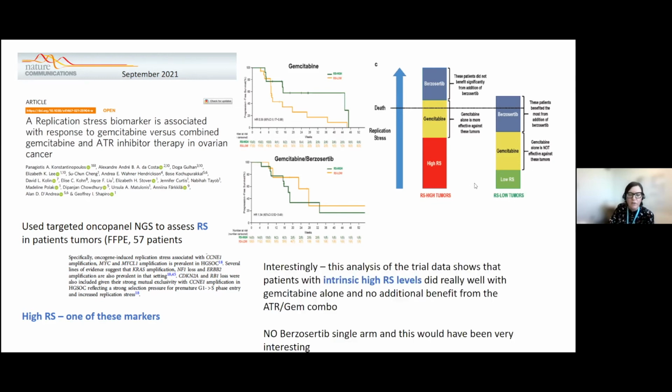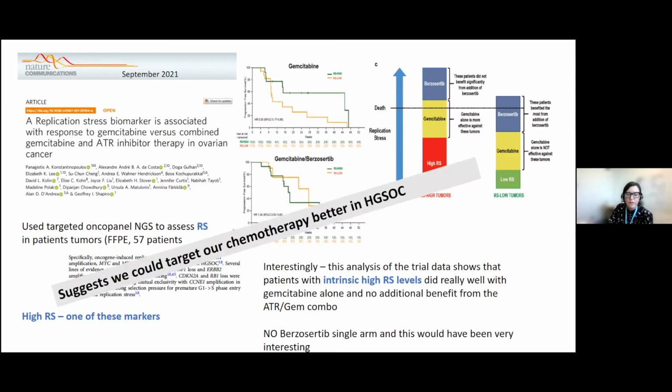Now, what would be interesting in this study is if they'd also had an ATR inhibitor single agent arm, looking at levels of replicative stress, high versus low, to see whether the response was similar to, say, the gemcitabine on its own. So it does suggest that we can target our chemotherapy better in high-grade serous ovarian cancer if we understand the DNA damage response better in terms of replicative stress markers.